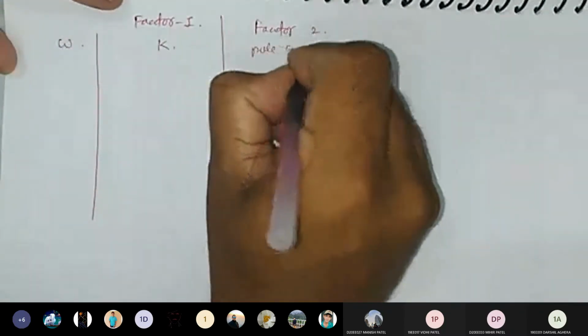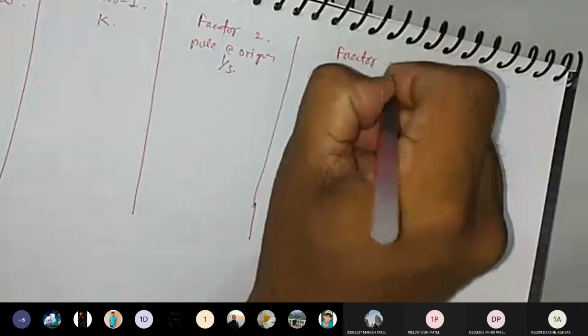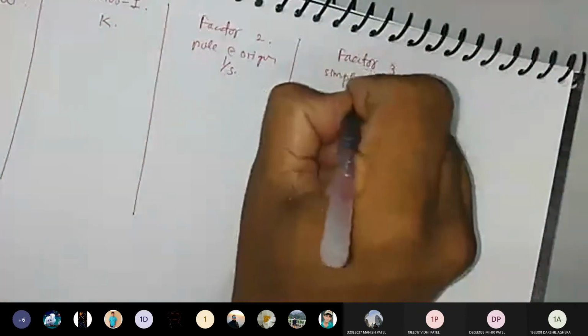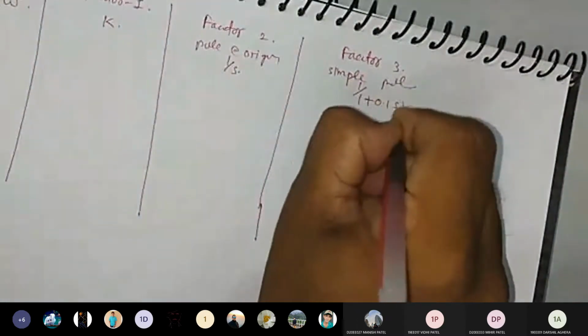For the phase angle you will have a different range of frequency omega. First part is how many factors? Factor number 1 is K, factor number 2 is pole at origin, nothing but 1 upon s. Factor number 3 is simple pole, which will be 1 upon 1 plus 0.1 into s. So this will be your answer.